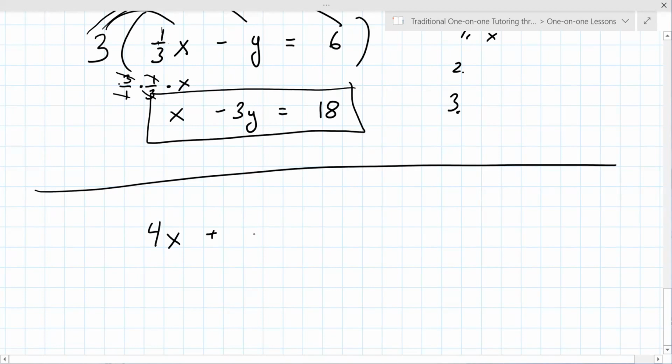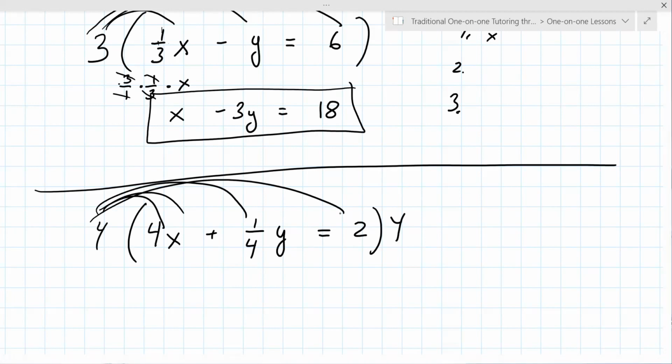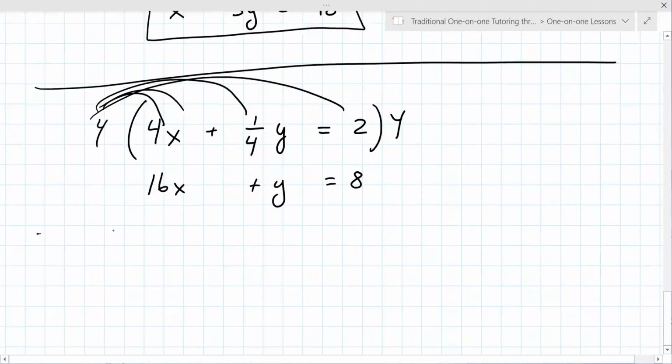4x plus 1/4 y equals 2. Is this in standard form? No, because there's a 4. So we should multiply everything by 4. Yes. All right, give it a try and let me know when you're ready. 16x plus y equals 8. Very good. You got that one pretty quick. Let's try another one here.